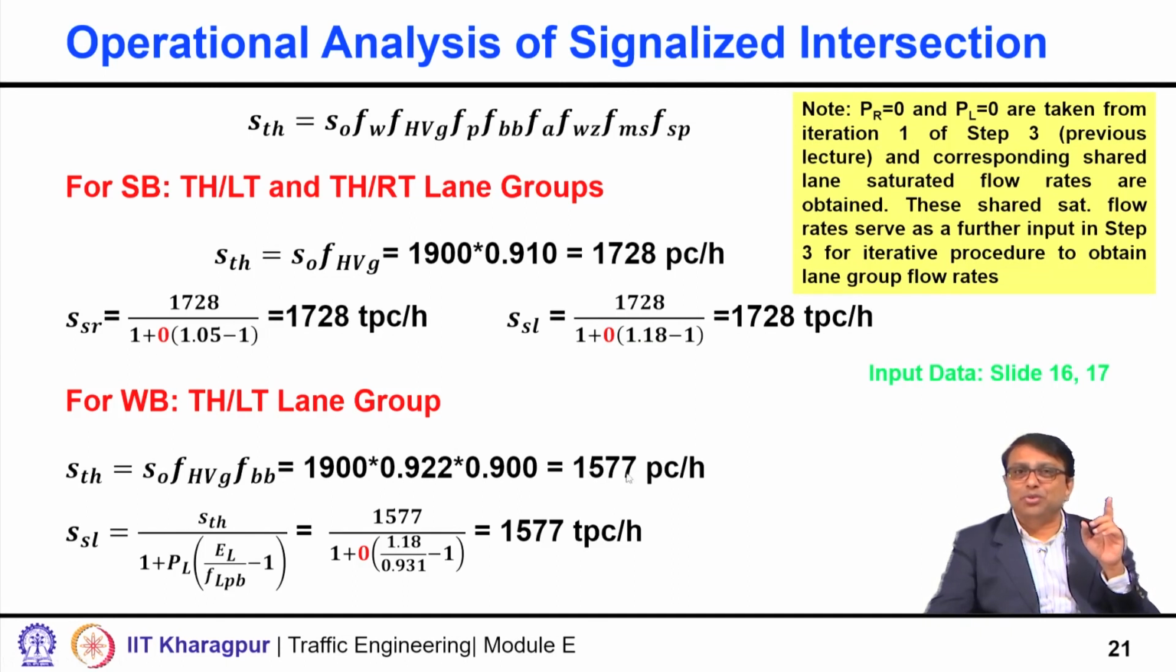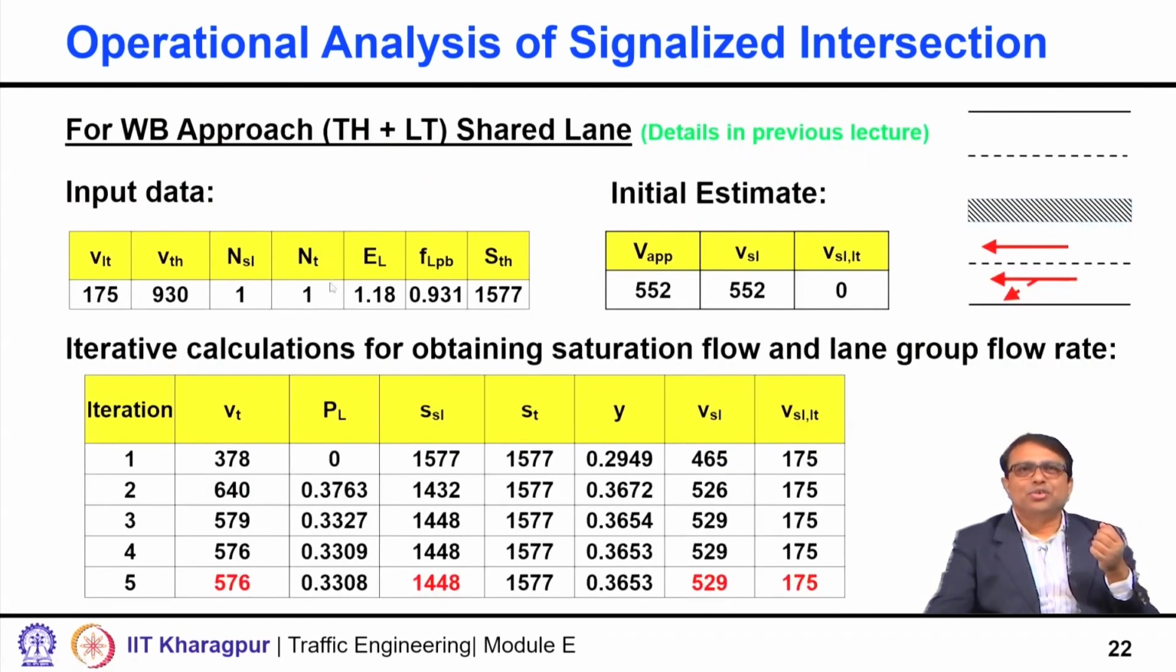Where it came from is all through this calculation, in the steps I have discussed in today's lecture. Because PL is 0, the S through and SL left turning are the same. Here I have shown the calculation, brought back those values as well, and how we got it.